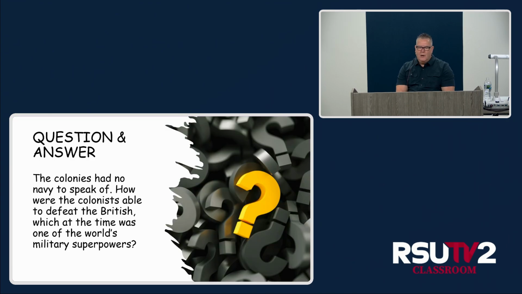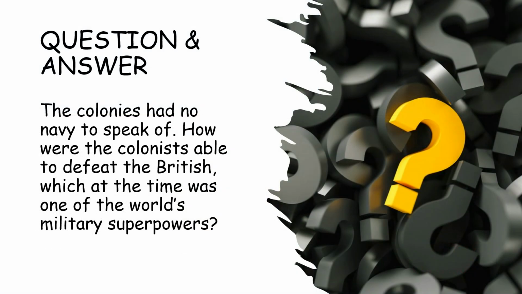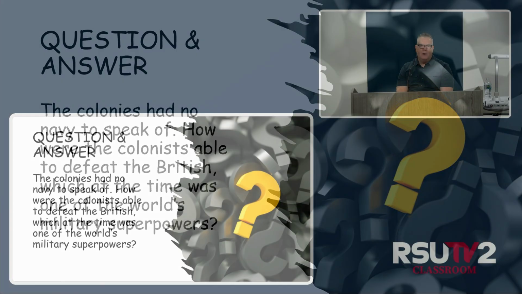Here's another question and answer. The colonies had no navy to speak of. How were they able to defeat the British, which at the time was one of the world's preeminent military superpowers? And that's an interesting question.